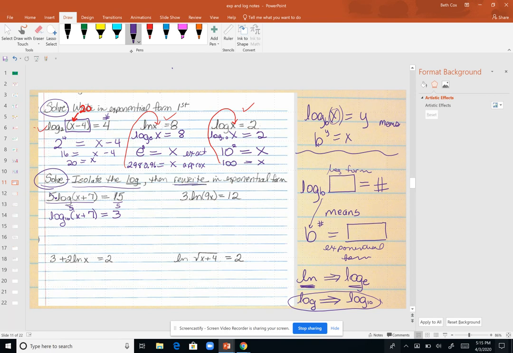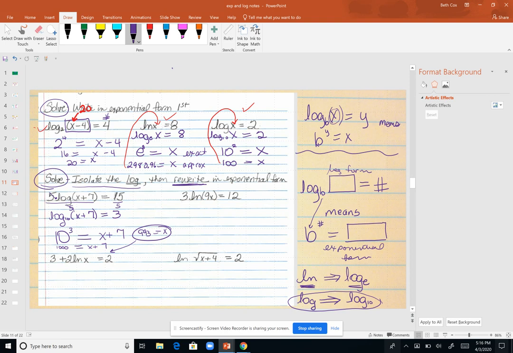Now I'm going to rewrite in the exponential form. And the exponential form starts with the base 10 to the third power is equal to x plus 7. And now I'll solve that out. That's 1,000 is equal to x plus 7. Subtract 7 on both sides, and I'm going to get x is equal to 993. You didn't expect that, did you? But that's what x is equal to for this problem.